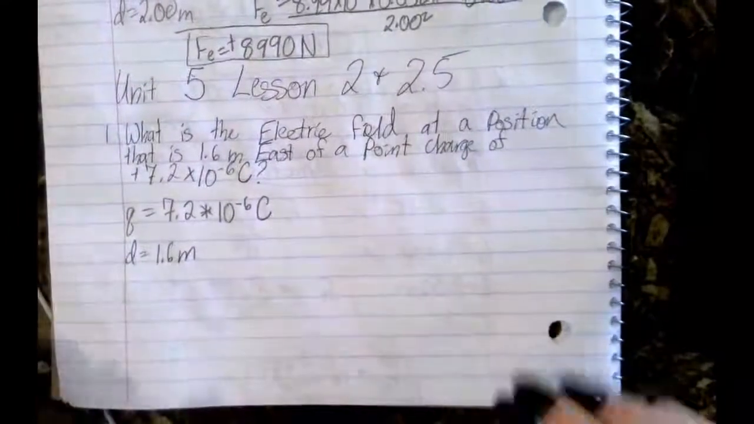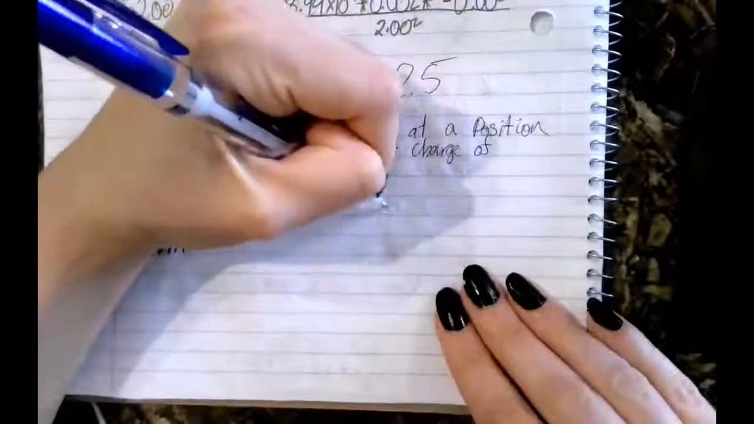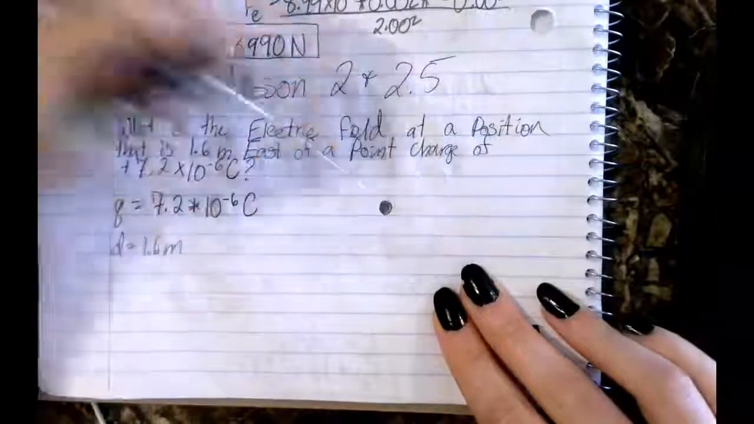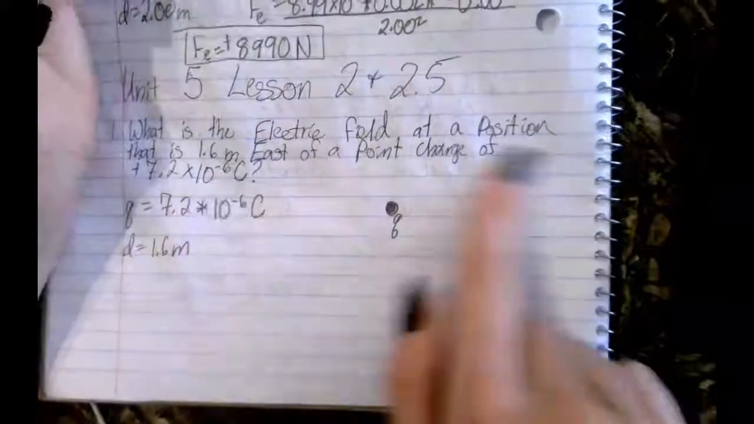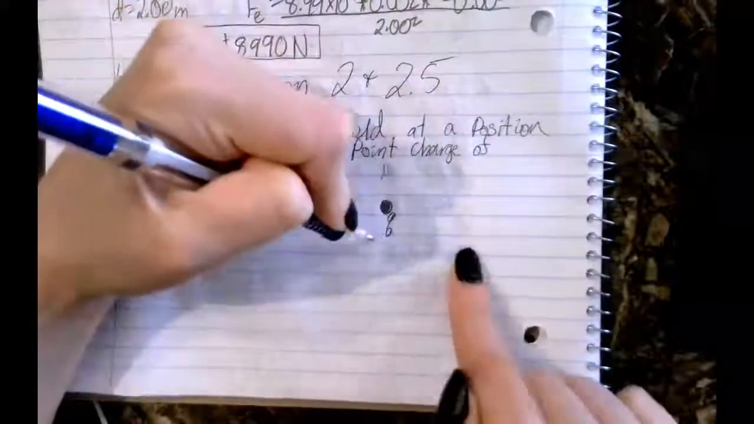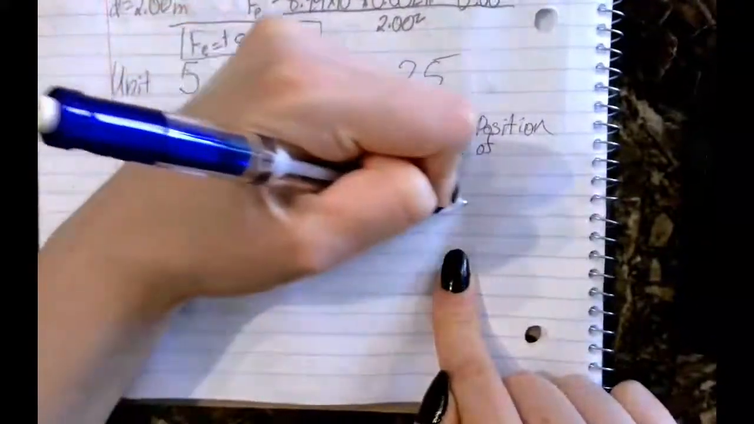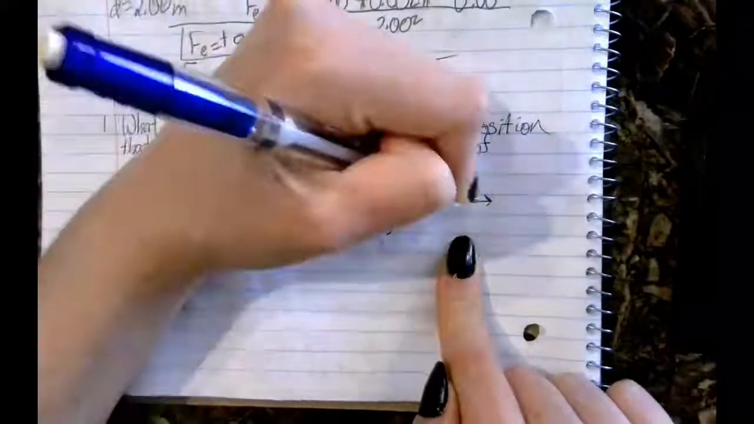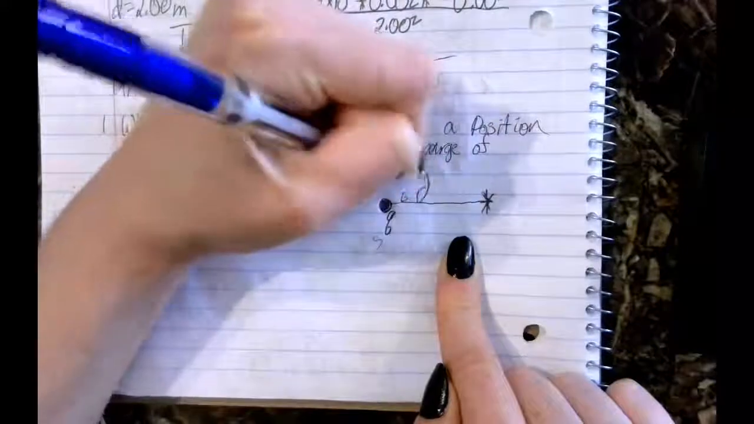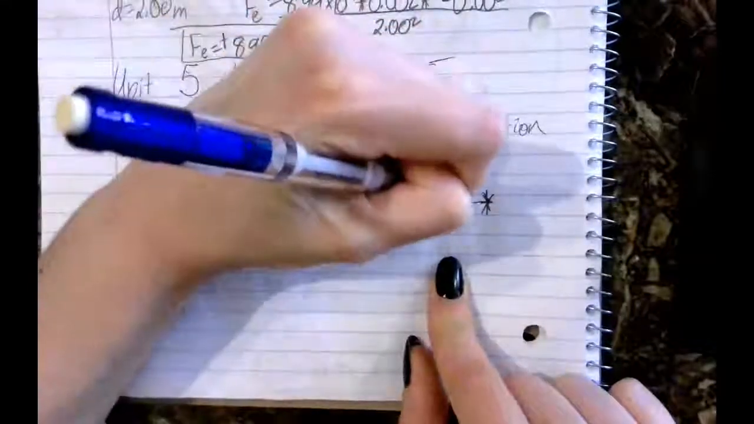I'm going to draw myself a little picture. So I've got my charge right here, my Q. And I want to know 1.6 meters east of this charge. So north, south, east is this way, and then west is over here. I am right here, and my distance equals 1.6 meters.